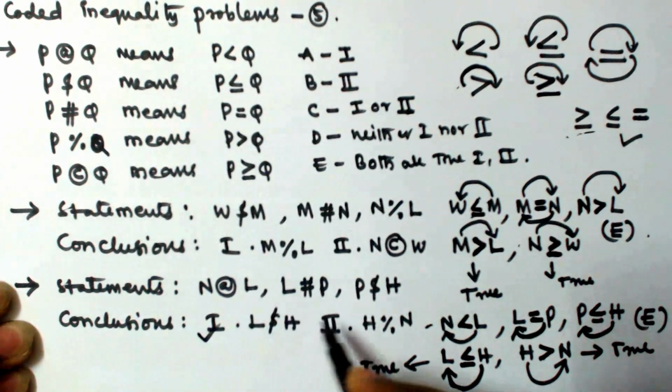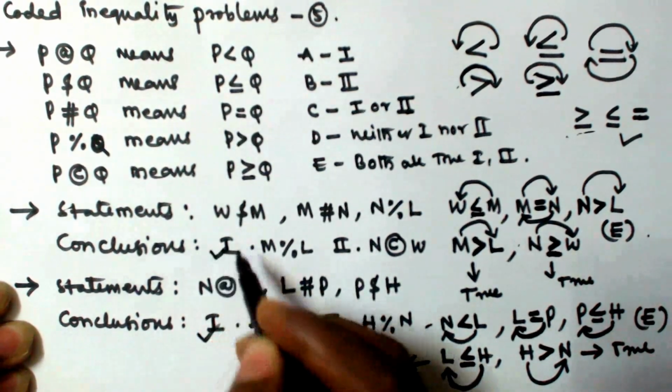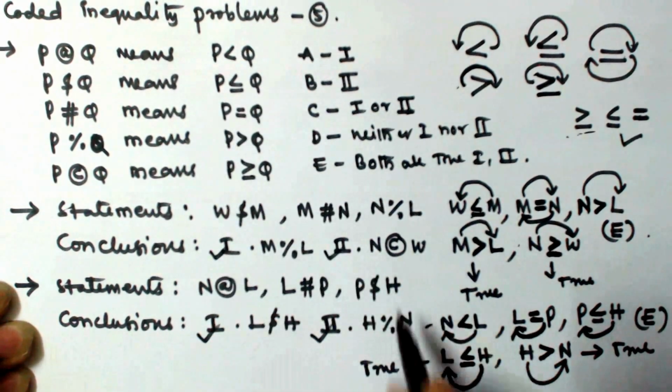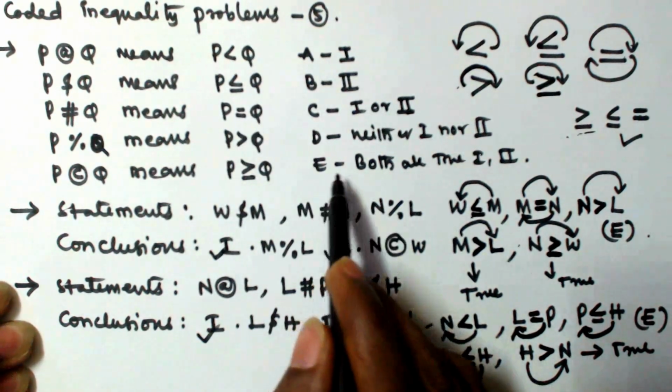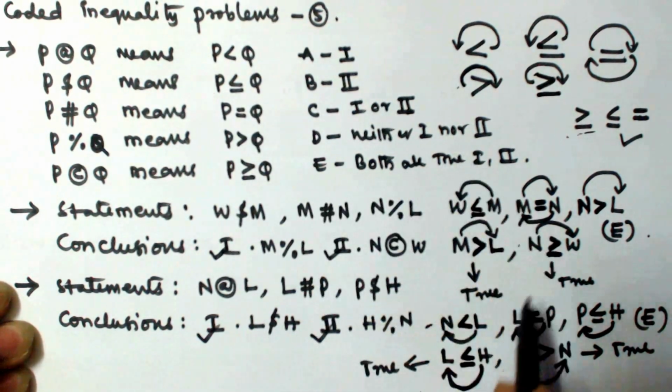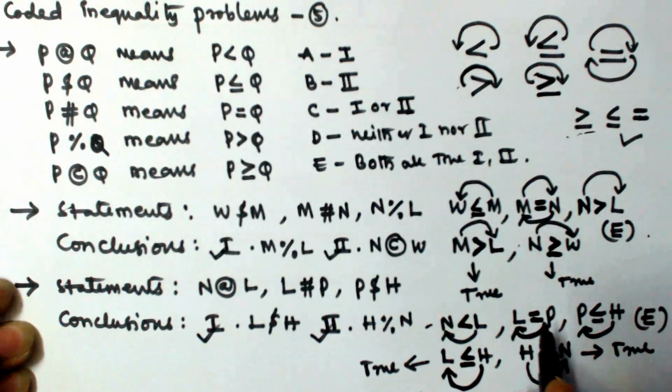So this one is also true and this one is also. In the first question also both are true. So in both cases we select option E, because conclusion 1 and conclusion 2 are both true. So I hope you got this one.